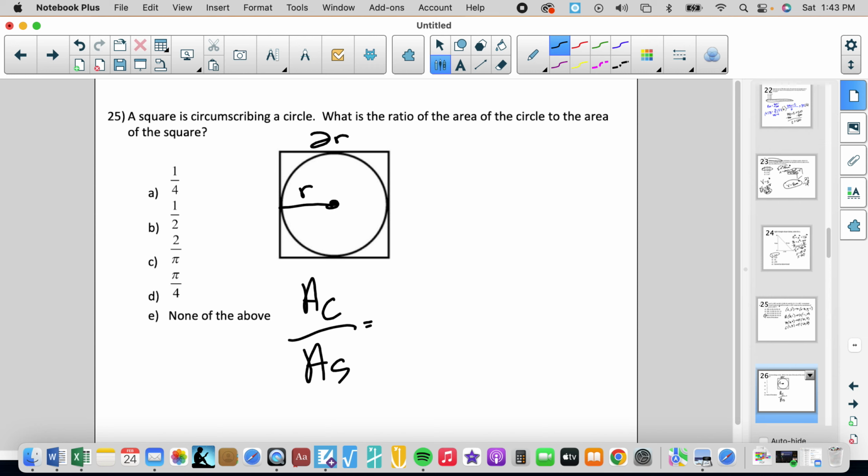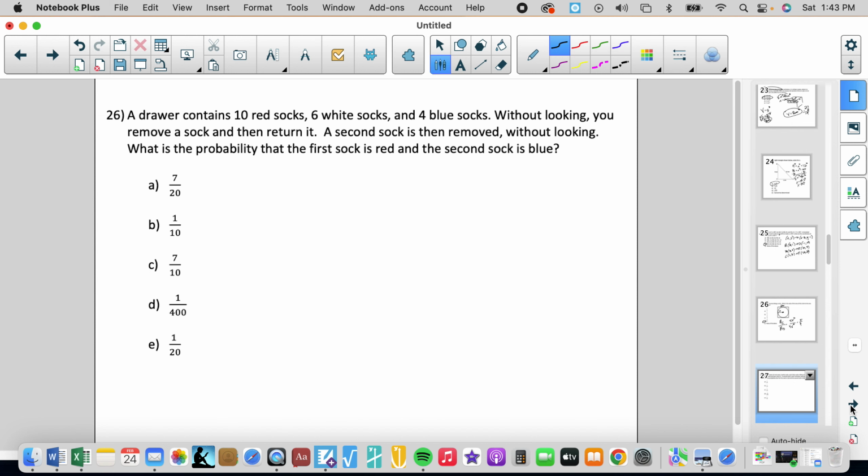So area of the circle is going to be pi R squared. Area of the square is going to be 4R squared, 2R times 2R. The R's will cancel and we're left with pi over 4. So the ratio is going to be D. That's nice and easy.